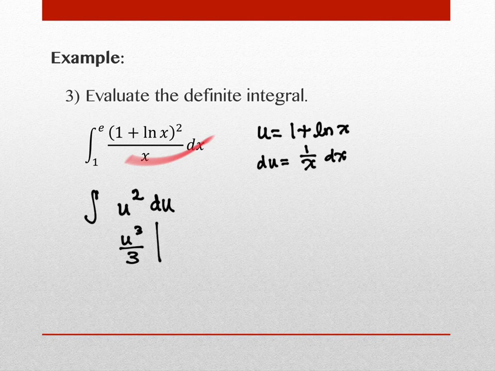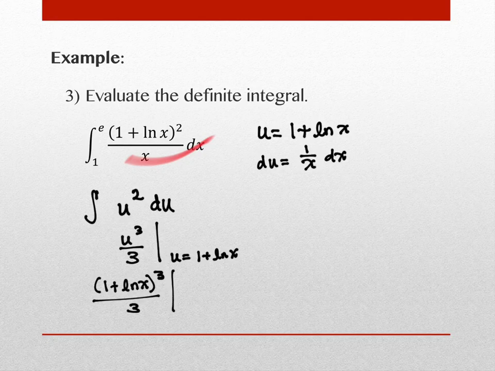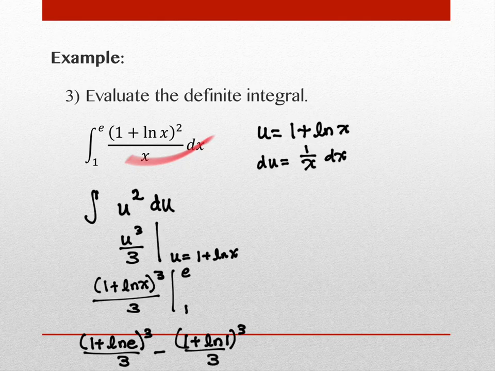I do need to evaluate this then, though, at u is equal to 1 plus the natural log of x. So now I have 1 plus the natural log of x cubed over 3. And now I'm going to evaluate at the values, given e and 1. So I'm going to put the e in first. So 1 plus the natural log of e cubed over 3 minus 1 plus the natural log of 1 cubed over 3.